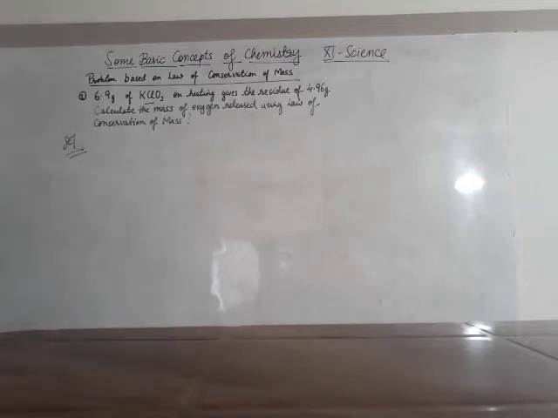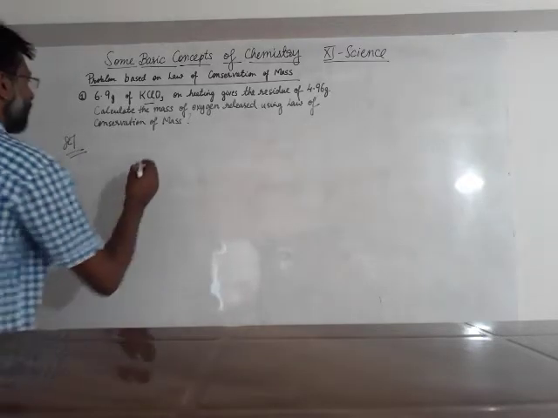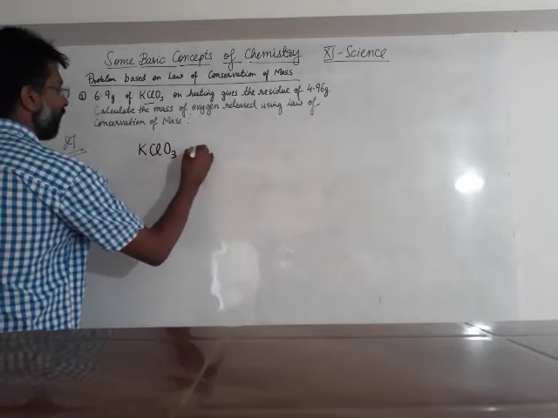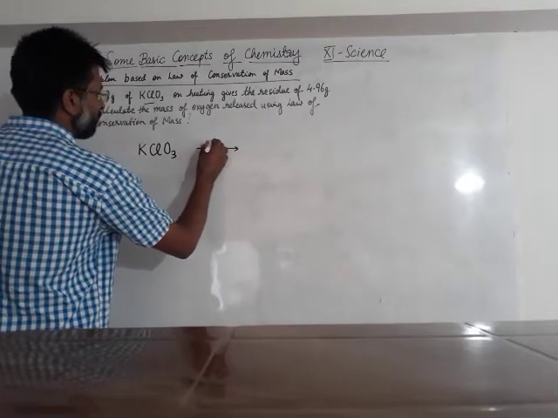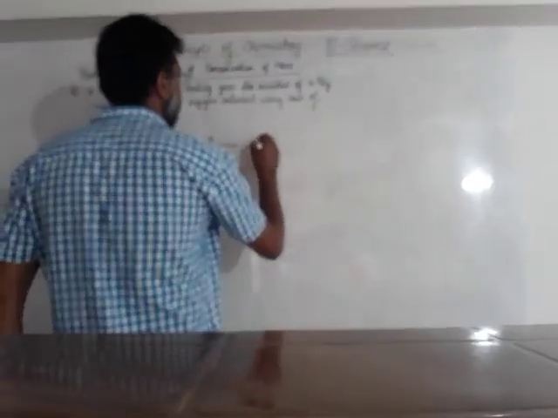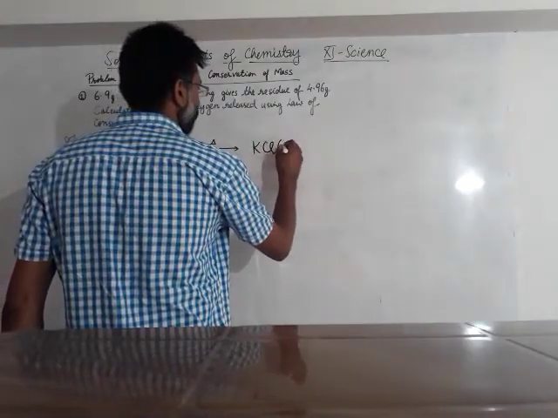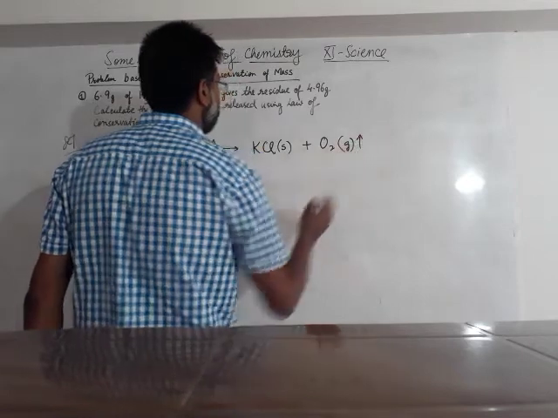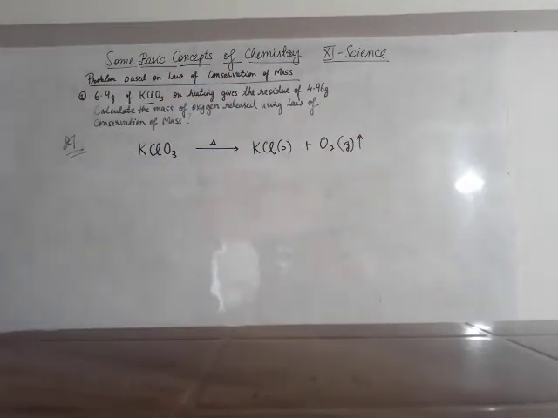Now, to be able to do this numerical, by reading the question, you must be able to write or frame the chemical equation yourself. Potassium chlorate, the formula is already given in the question: KClO3. When potassium chlorate is heated strongly, it undergoes a decomposition reaction to produce the residue as potassium chloride, and the gas which is liberated is oxygen gas. This gas escapes in the atmosphere, whereas the residue is potassium chloride.